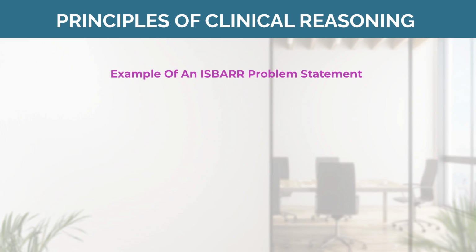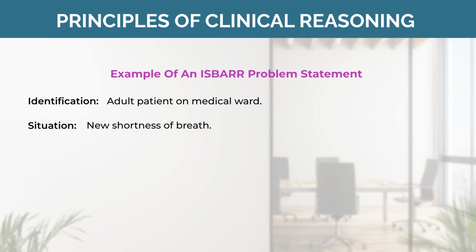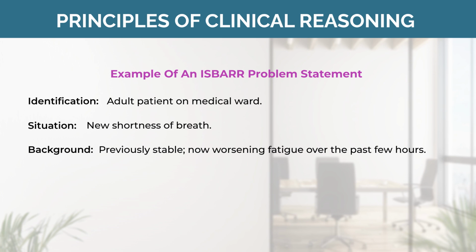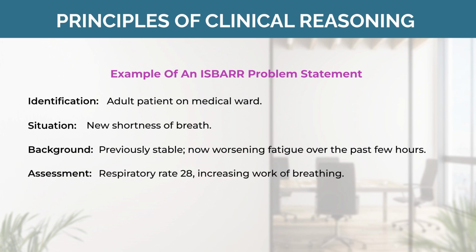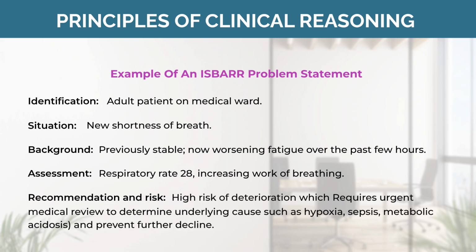Here's a simple example of an ISBAR problem statement. For identification, adult patient on the medical ward. Situation: new onset of shortness of breath. For background, previously stable, now with worsening fatigue over the past few hours. Assessment: respiratory rate is 28 with increasing work of breathing. For recommendation and risk, high risk of deterioration, which requires urgent medical review to determine underlying cause such as hypoxia, sepsis, metabolic acidosis, and prevent further decline.